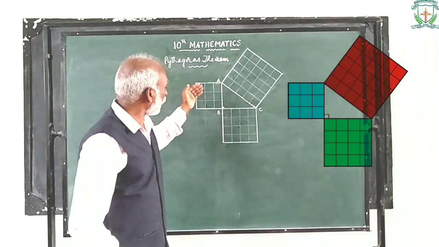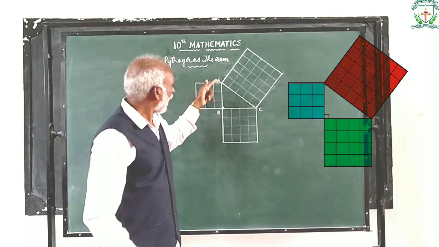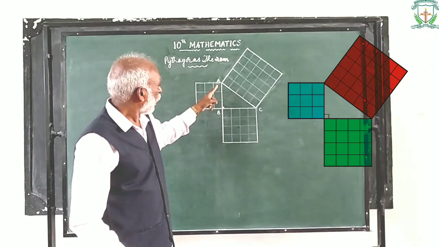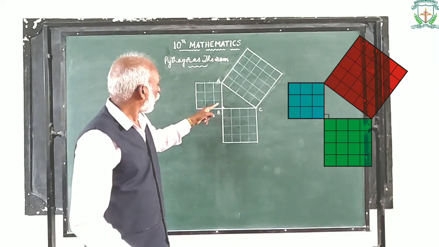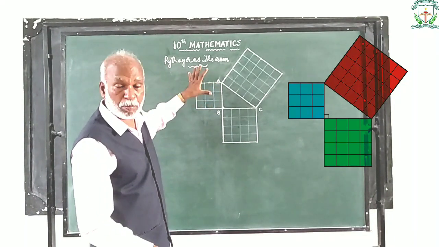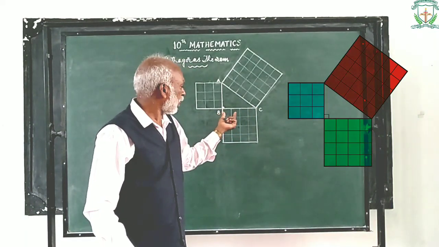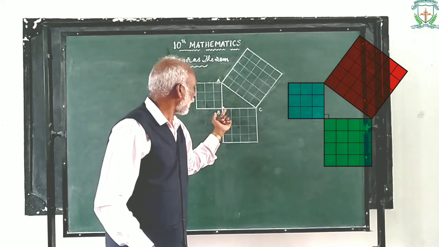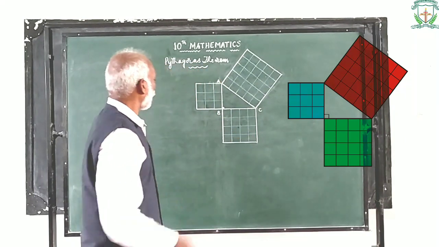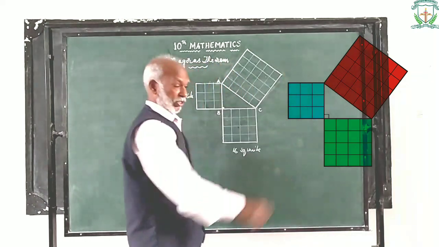I have also divided the squares on all the three sides of the triangle into unit squares. Here on AB, the square is divided into 1, 2, 3, 1, 2, 3. So 3 3s are 9 unit squares. You can just count it and make it clear. On the side BC, I have made 4 unit squares and here also 4. So 4 4s are 16 squares. So this is 9 square units or else unit squares.